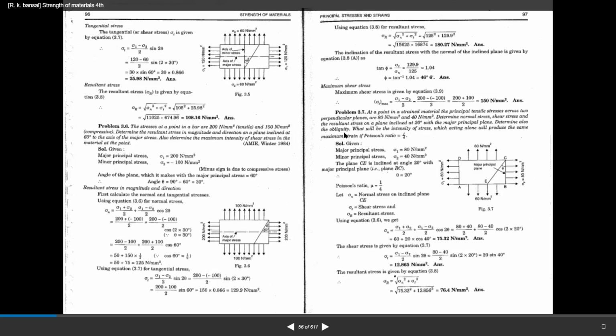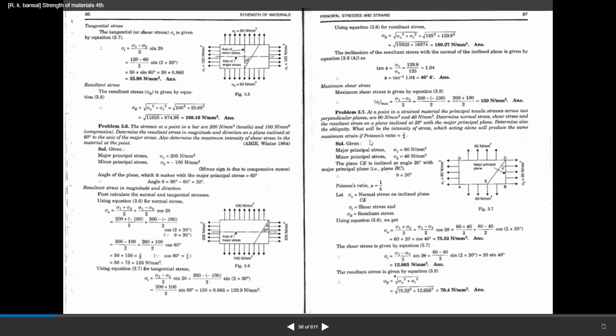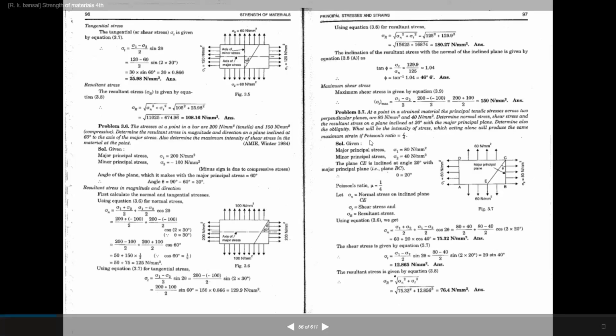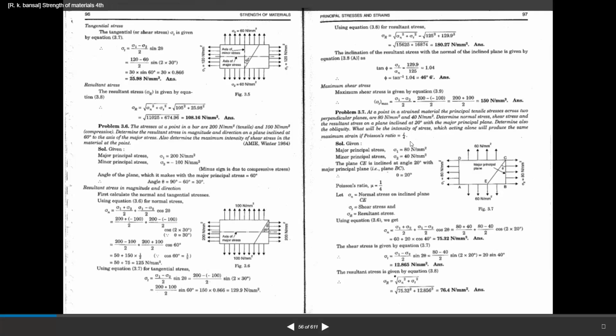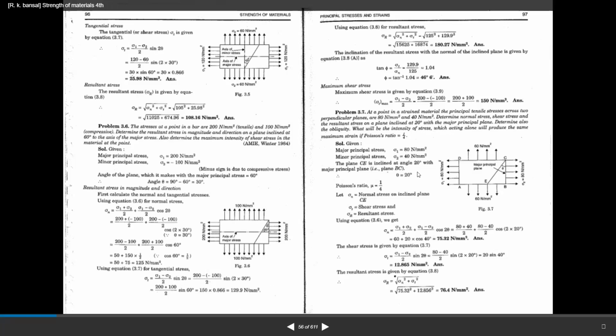That means tan phi. What will be the intensity of stress which acting alone will produce the same maximum strain if Poisson's ratio 1 by 4. See this diagram for sigma 1 and sigma 2 values is there. And to calculate the normal stresses and tangential stresses and resultant stresses, give the Poisson's ratio also given 1 by 4. Write the given data first.